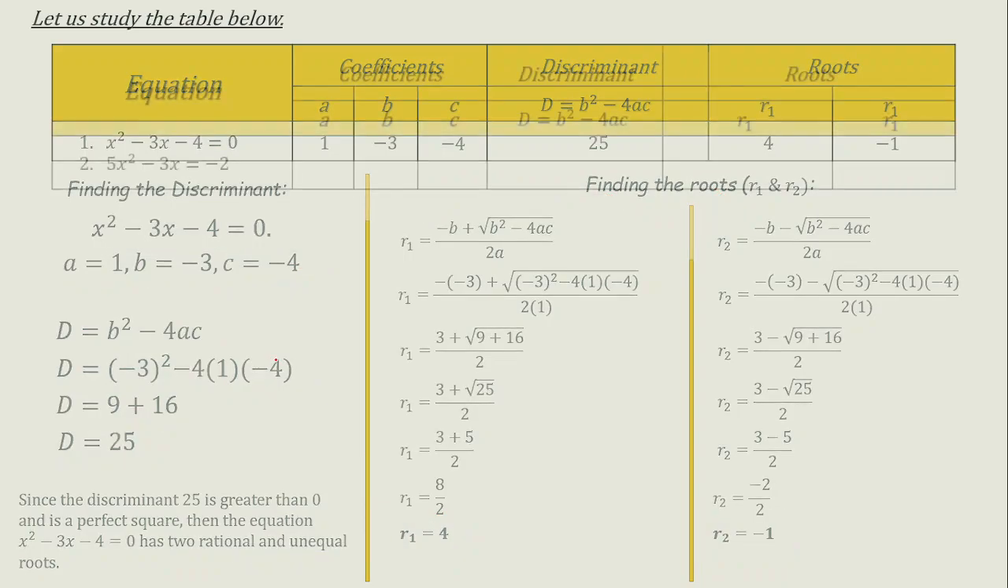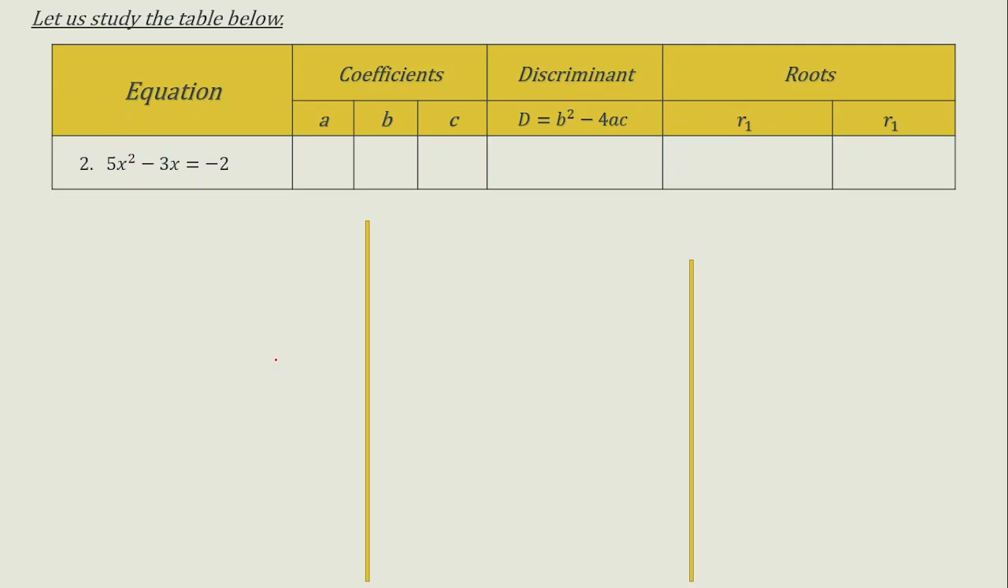So let's try another example. Okay, for equation number 2, again, we're going to look for the coefficients, the discriminant, and the roots. So to solve equation 2, first we are going to change it into general form. Why is that necessary?